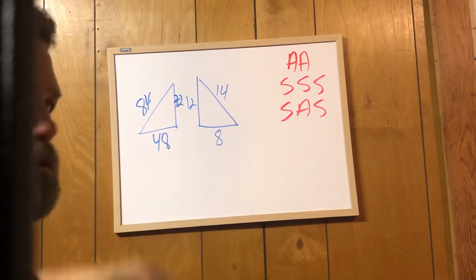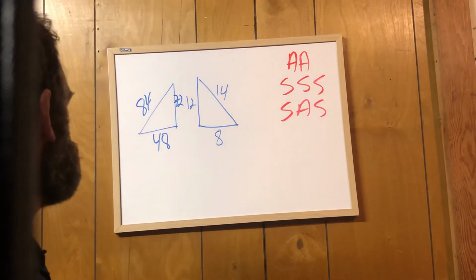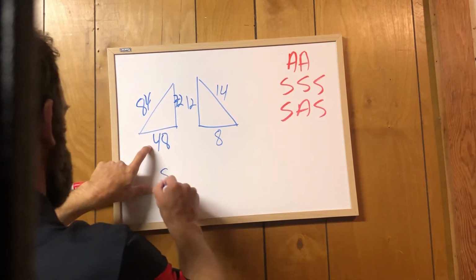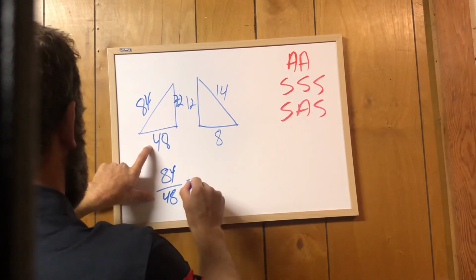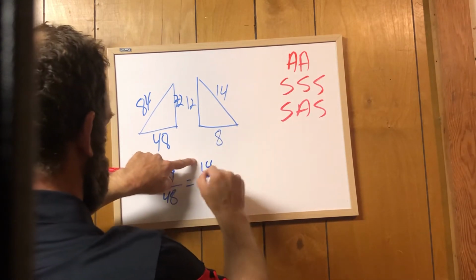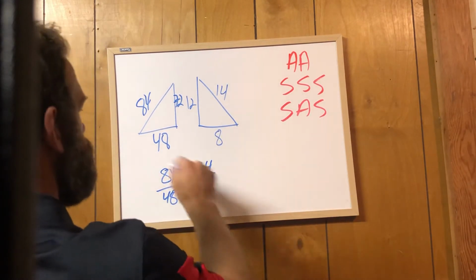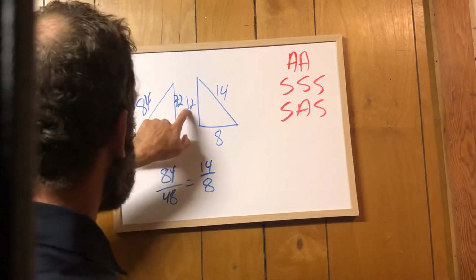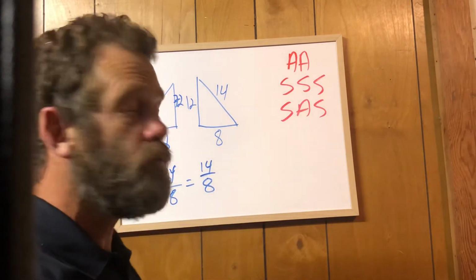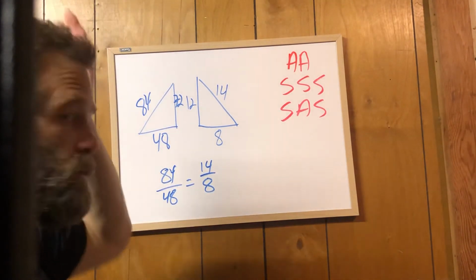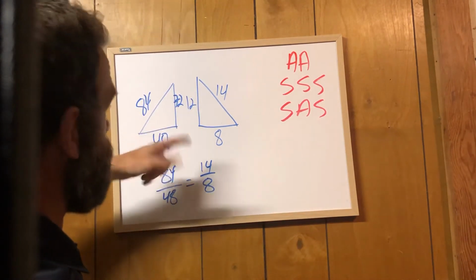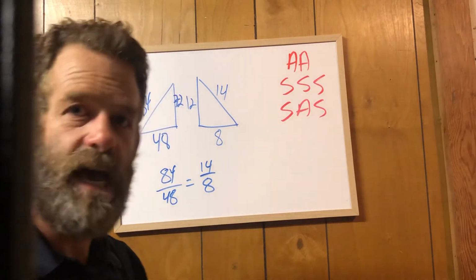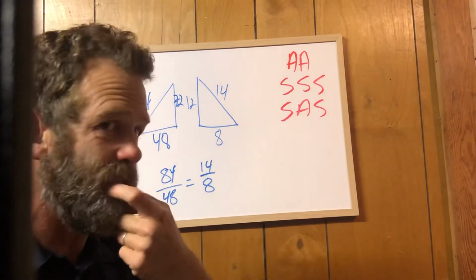So you can set up a proportion, and you could say, does 84 over 48 equal 14 over 8? Cross multiply, these two are going to equal each other. And then you have to include all three sides, because sometimes the third side will not be proportional. You have to say 72 over 48, does that equal 12 over 8? Which it would.